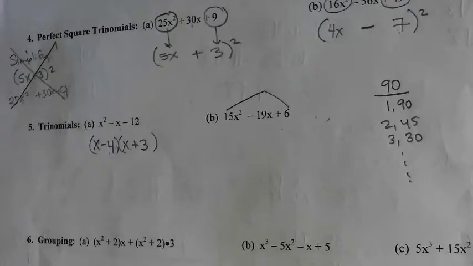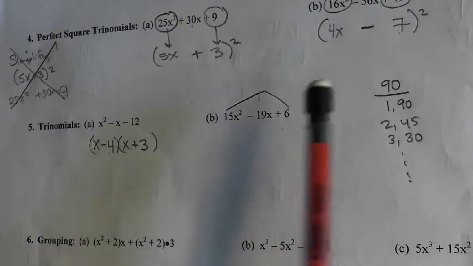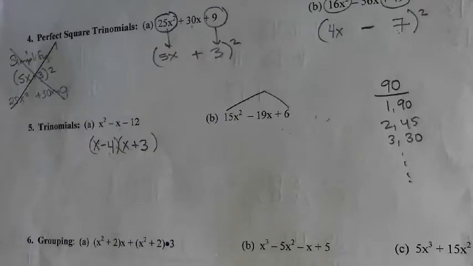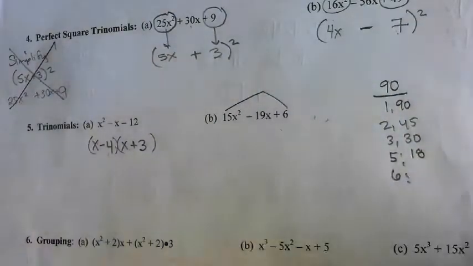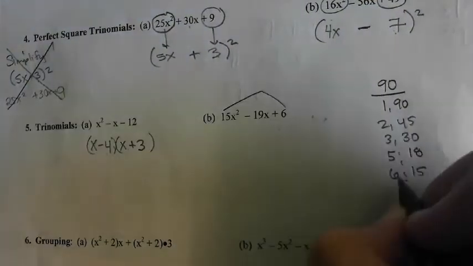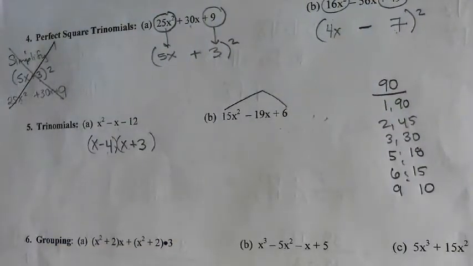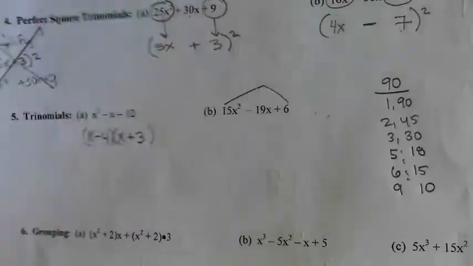Or maybe you think you'd come up with it on your own. That combine to get negative 19. So far, I don't have one there, do I? 4 doesn't go into 90. 5 goes in 18 times. 6 goes in 15 times. 9 goes in 10 times. So which one of those combos gives you 19?